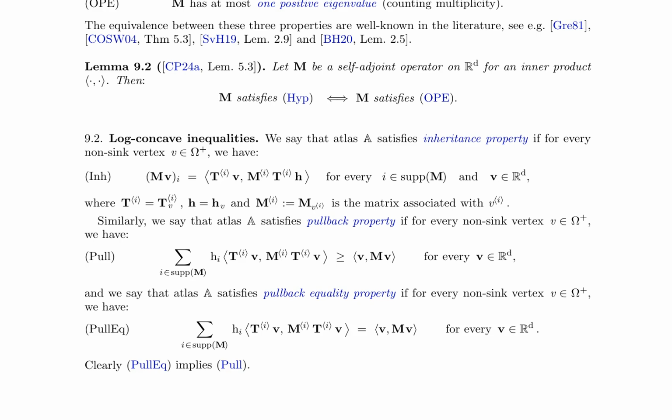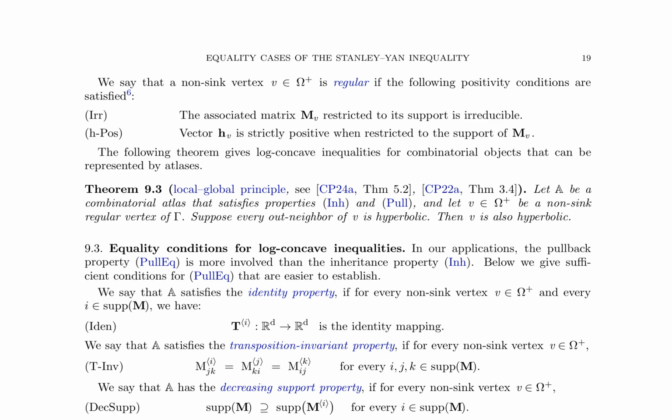in this research. The paper discusses the concept of combinatorial atlases, which are a framework for studying log-concave inequalities in combinatorial optimization. It begins by defining non-sink vertices and regular vertices, with the latter being those whose associated matrix MV is irreducible and has a strictly positive vector HV when restricted to its support. The authors also introduce the equality property, where a vertex V satisfies an equation involving the vectors F, G, and matrix MV. The main result of this section is theorem 9.6, the local-global equality principle.